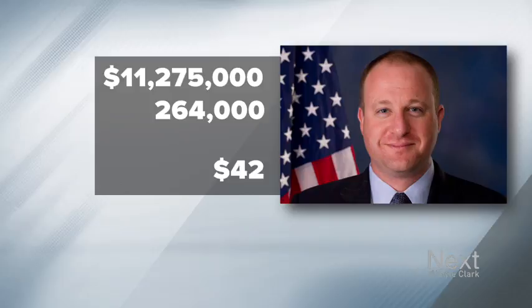While Vic Mitchell's personal investment comes out to be $33 for every vote he received, Jared Polis, the Democratic nominee, spent even more per vote, $11 million of his own money. He paid premium prices for those votes, $42 apiece.